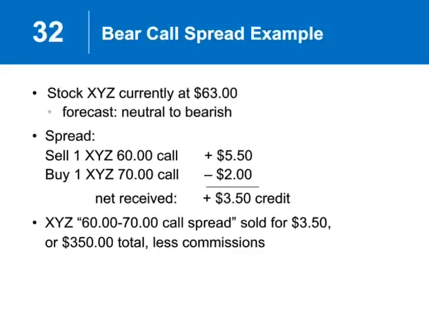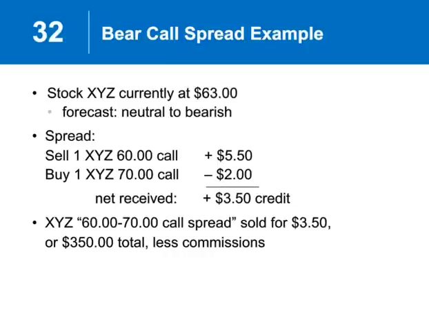Let's take a look at XYZ, still at 63, but a far different forecast. We're neutral to bearish on the underlying, and so we decide to sell that 60-70 call spread for $3.50 rather than buy it.